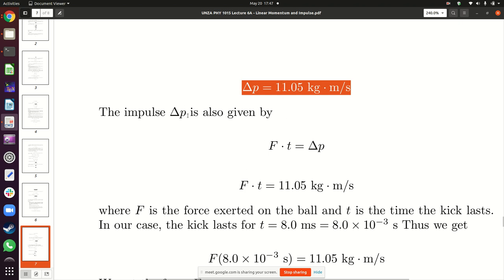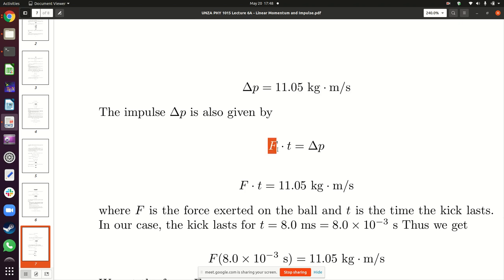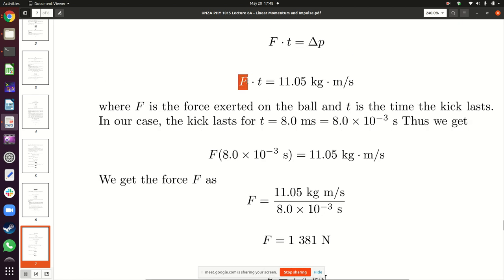So another expression for impulse, we know that it's the force which causes the object to accelerate, in this case the resultant force which caused the ball to increase its speed, multiplied by the time, how long the kick lasts. We know the kick lasts for 8 milliseconds. So F multiplied by t is equal to the change in momentum, and we know the change is 11.05 kgs meters per second. So when you are kicking a ball, you're applying a kicking force, and the force multiplied by how long it lasts equals 11.05 kgs meters per second.